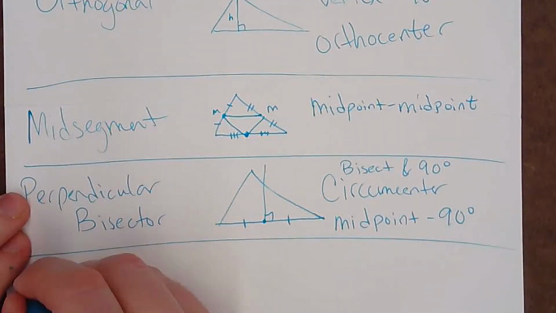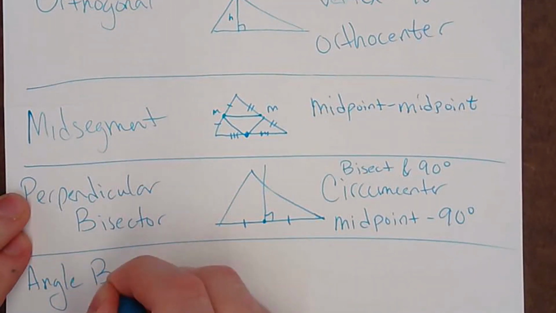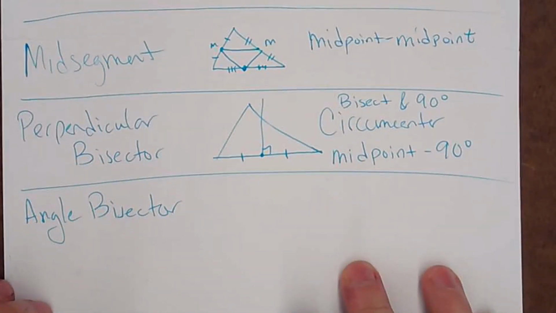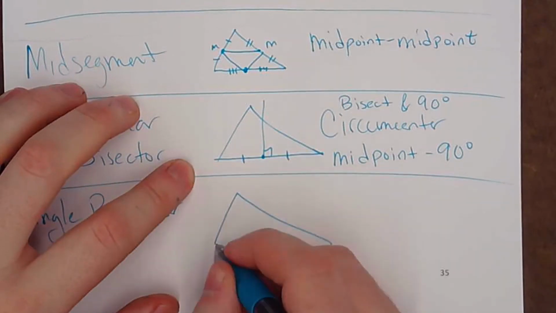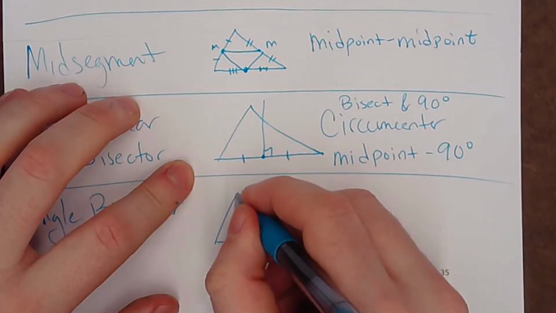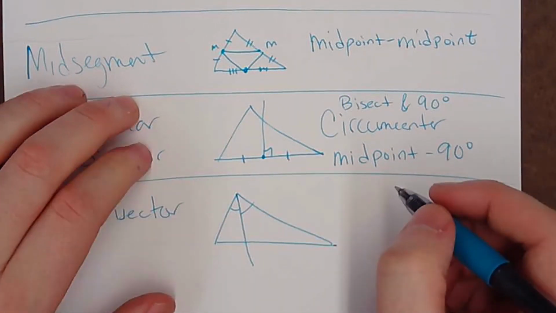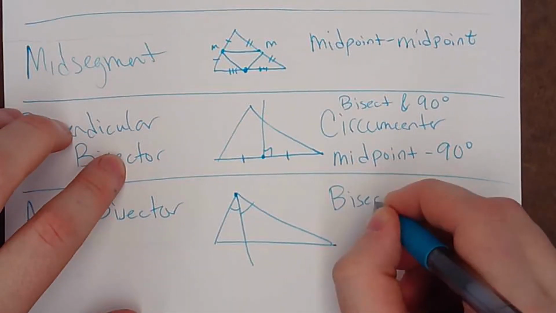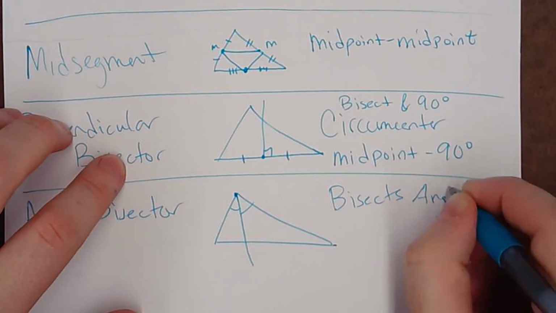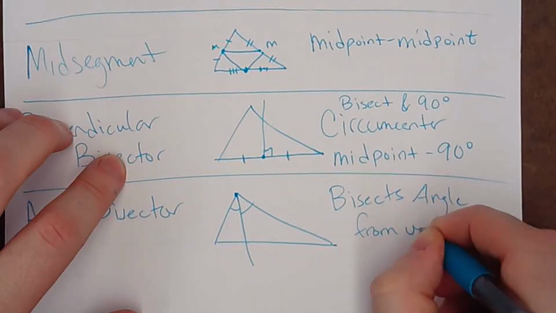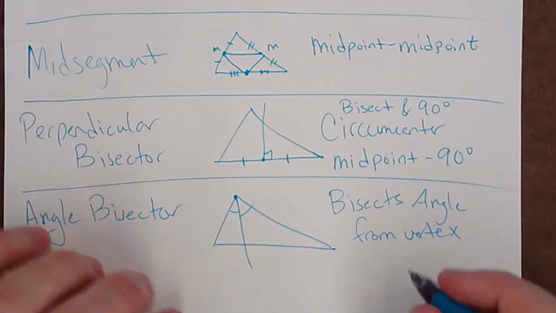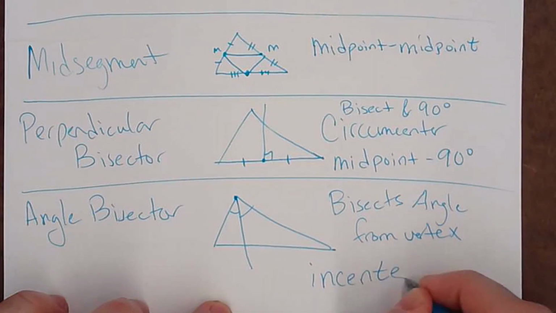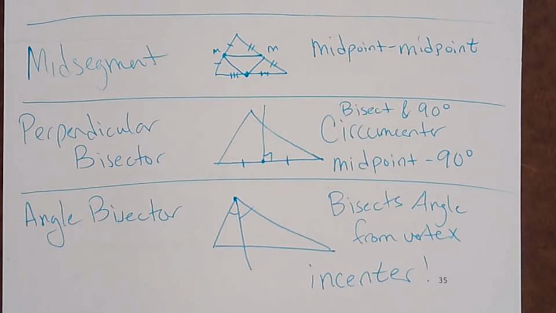And then last is angle bisector. Well, what's an angle bisector, everybody? Bisects an angle. So here's our triangle. Here's an angle bisector. And where do they all intersect? The incenter. I was gonna say in the center, but.